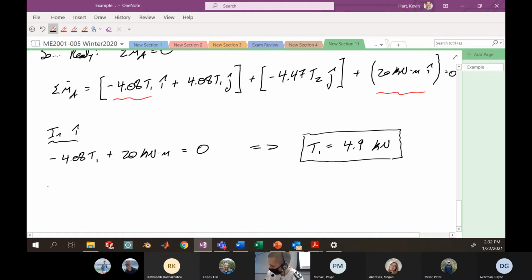And finally, in J, we've got this 4.08 T1 and negative 4.47 T2.